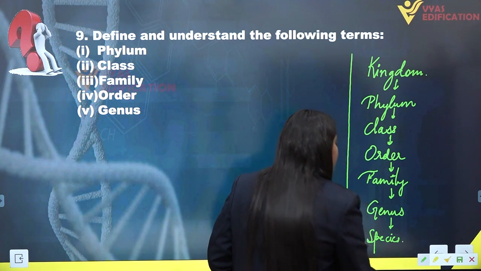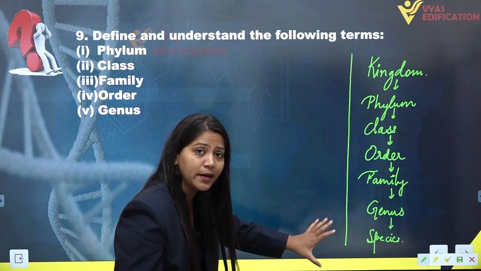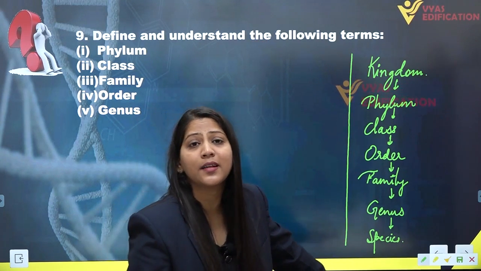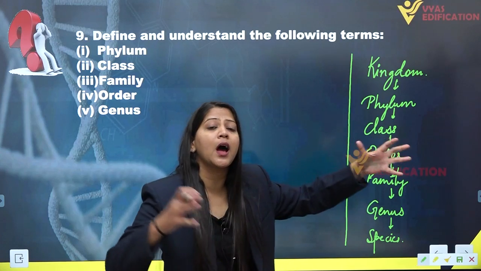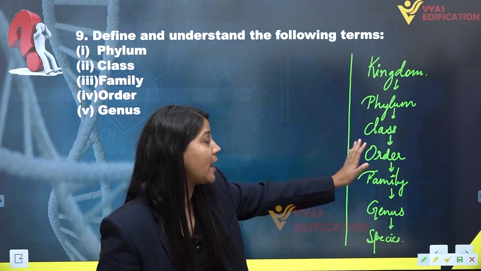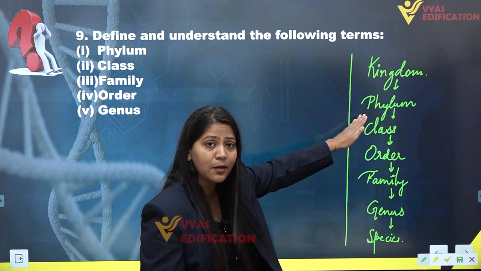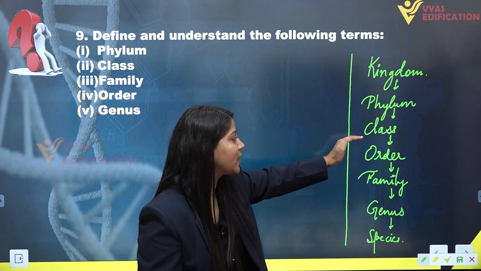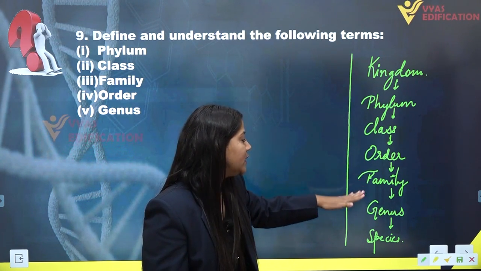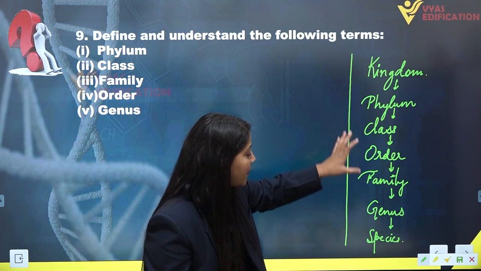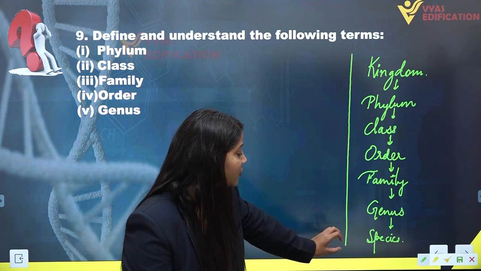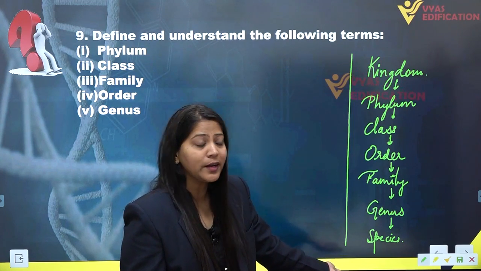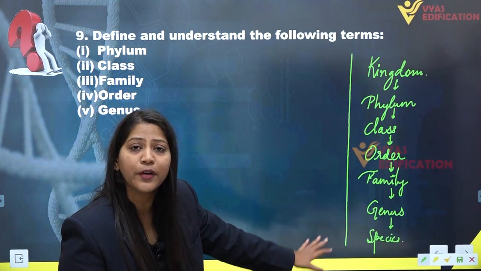and last and the smallest unit of the hierarchy of a classification we have is species. Alright, so this is the hierarchy, this is the descending order of all the categories included in the hierarchy of a classification. The first one we have is kingdom, which is the biggest category in the hierarchy. Then comes phylum, which is a smaller category as compared to the kingdom. Then we have class, then order, family, genus and species. Species is the lowest category in the hierarchy of a classification, the smallest group.